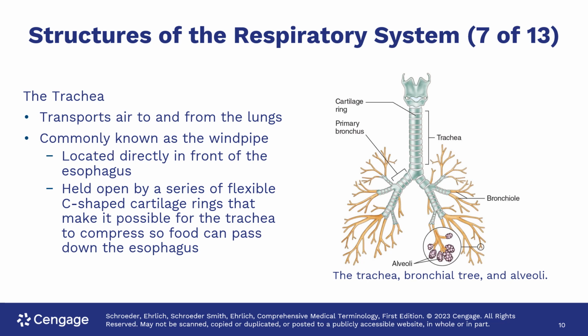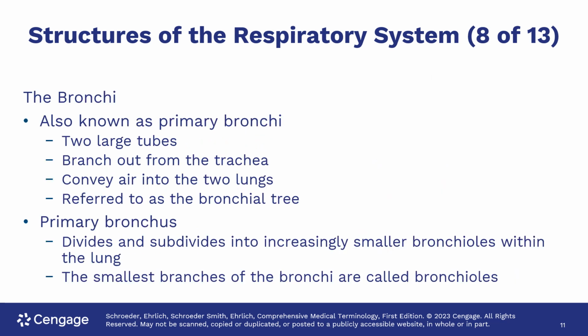The trachea brings air to and from the lungs. It's right in front of the esophagus and held open by rings of cartilage. The bronchi are divided into 2 large tubes that branch off of the trachea. There is a right and a left. They funnel the air from the trachea to the lungs. They divide into smaller and smaller airways, and the smallest airway branches are the bronchioles.